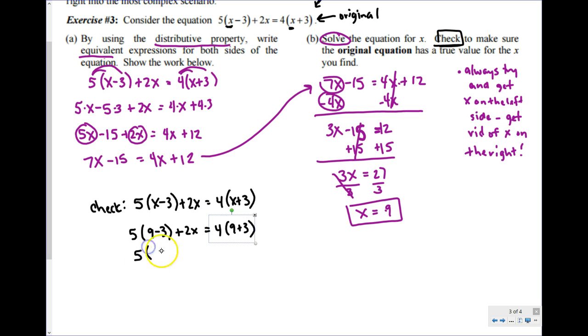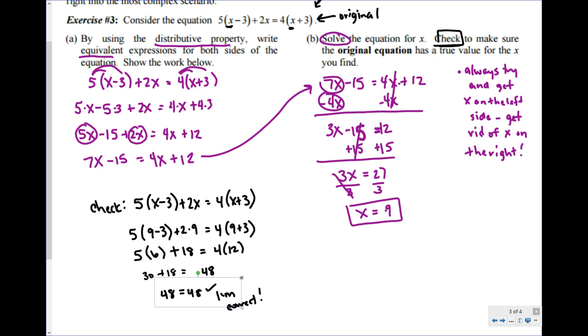So this is 5 times 6. Oh, look what I forgot to do. That 2x. I forgot to replace that x with a 9. So this should be 2 times 9. So 2 times 9 is 18, equals 4 times 9 plus 3, which is 12. 5 times 6 is 30, carry down the 18, and 4 times 12 is 48. And finally, 30 plus 18 is 48 as well, so it looks like my answer of 9 is correct. So I'm correct.